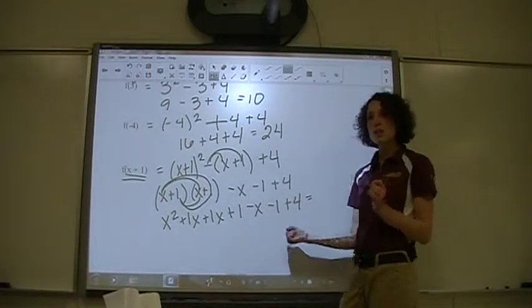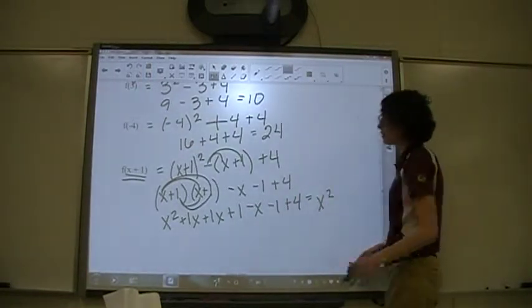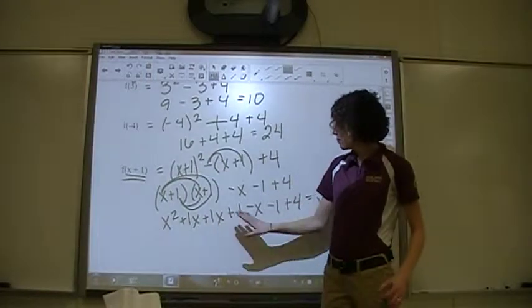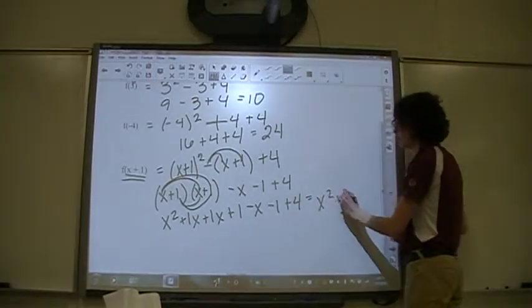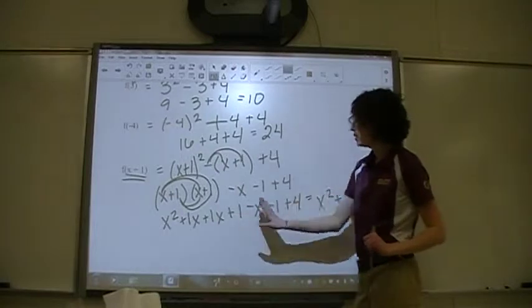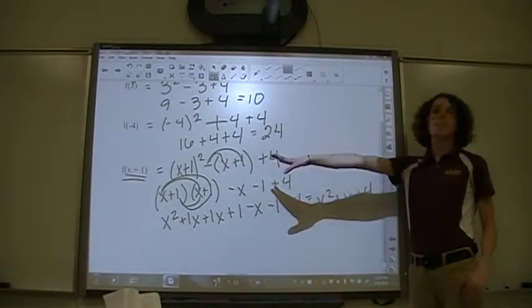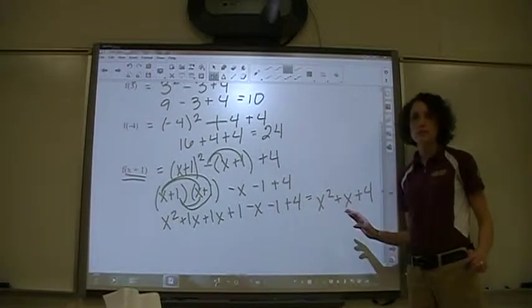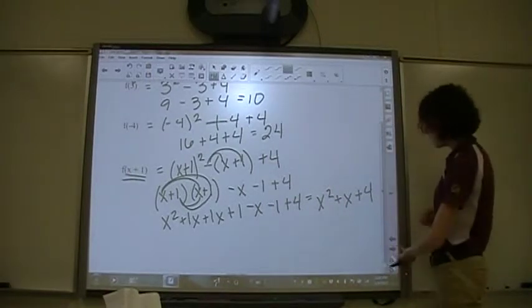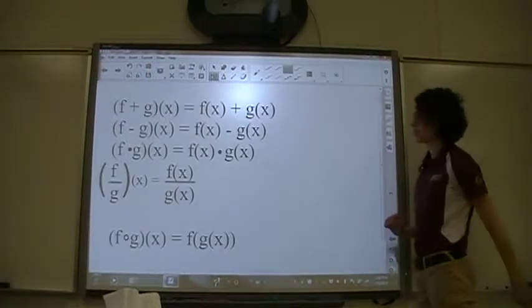So when I combine all my like terms, I have just 1x squared. Here I have 2x minus x will just give me plus x. And then I have 1 minus 1 plus 4 will give me plus 4. So this is f of x plus 1 is x squared plus x plus 4. All right, let's go ahead and look at some more properties of functions.